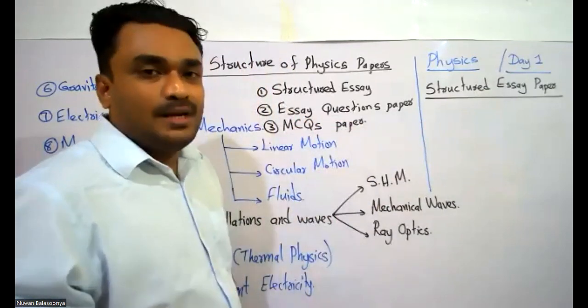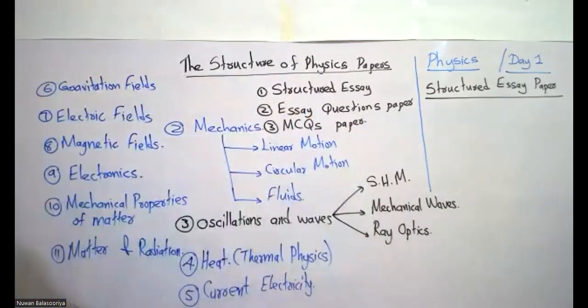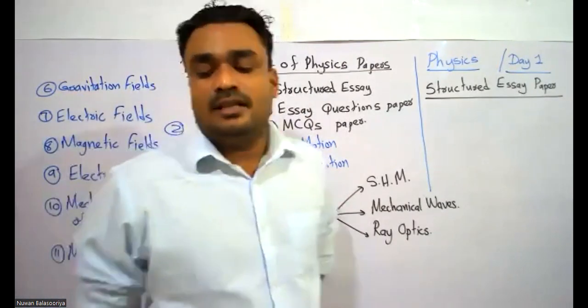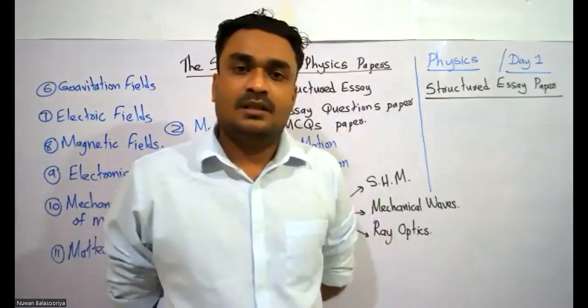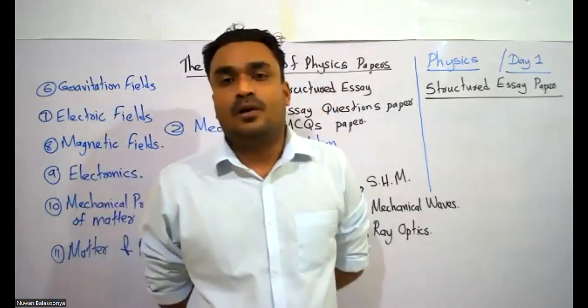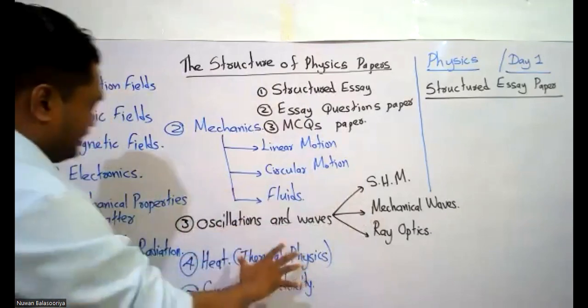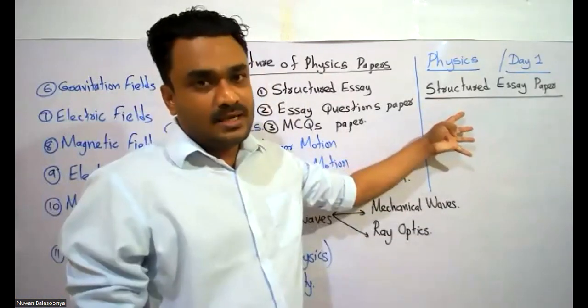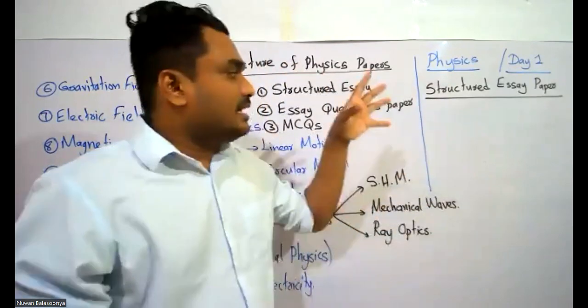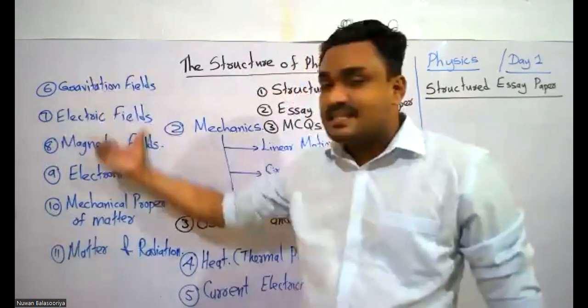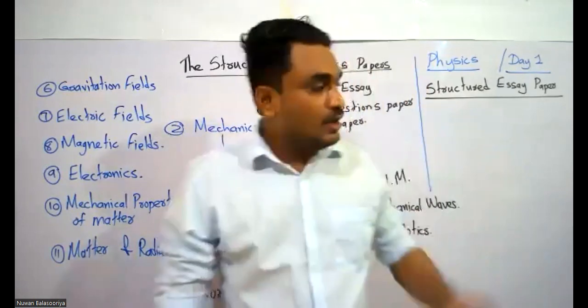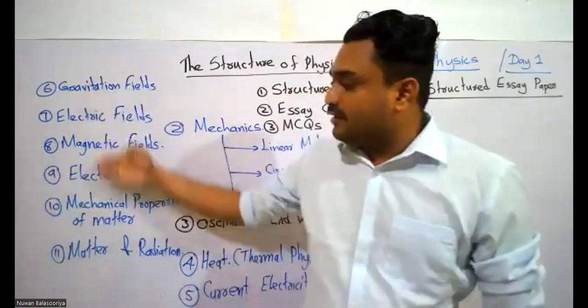Right. Star point and write. One more star point and write. Normally, the structured essay questions are given from the following lessons. You see that there are 11 lessons in the syllabus, but only 4 questions are given in the structured essay paper. Therefore, examiners have to select 4 lessons out of the 11 lessons in the syllabus to give 4 structured essay questions.